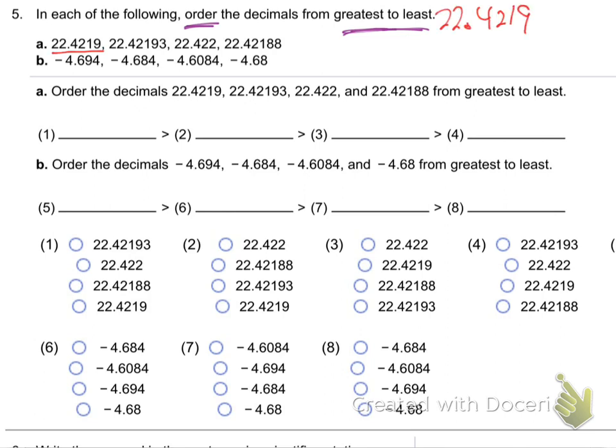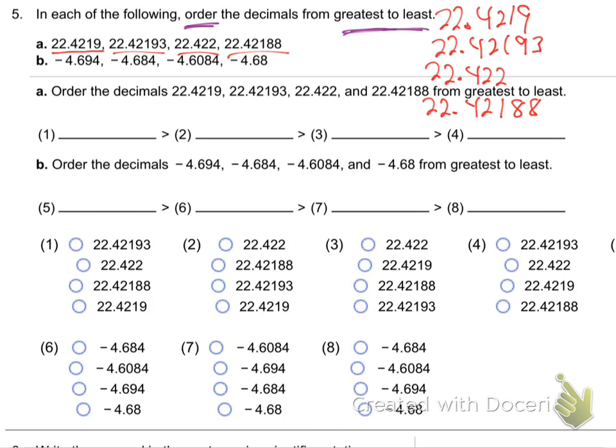So the trick is to line them up vertically. Next is 22.42193. The next one, 22.422, and then 22.42188.